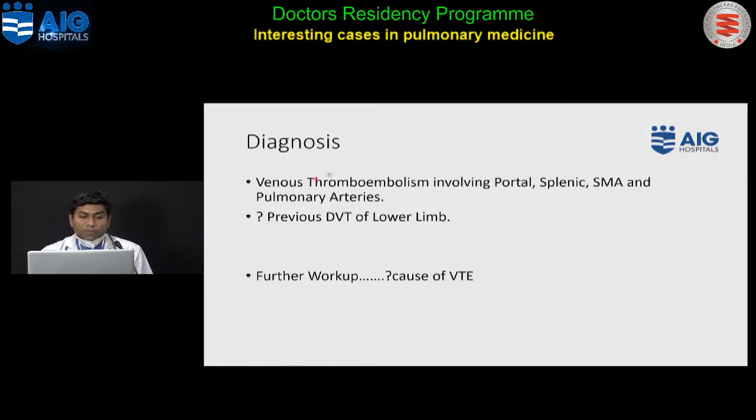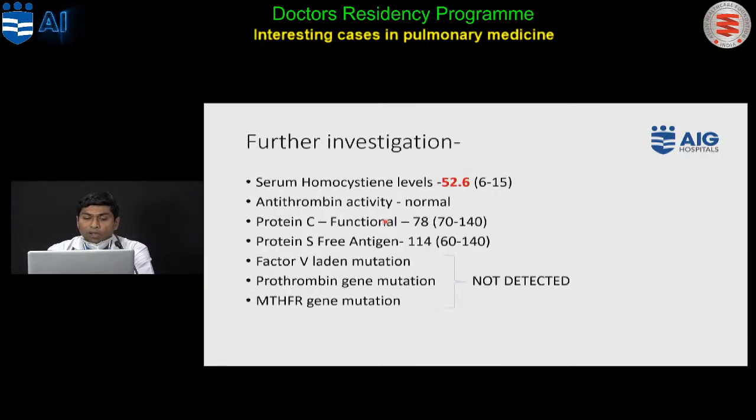When we looked back retrospectively and asked, the patient had a history of DVT of the lower limb earlier. So this means this patient was having some kind of prothrombotic condition predisposing him to recurrent thrombosis. Now he had a lower limb thrombosis, pulmonary artery thrombosis and mesenteric circulation thrombosis. So we did a workup for all the genetic markers.